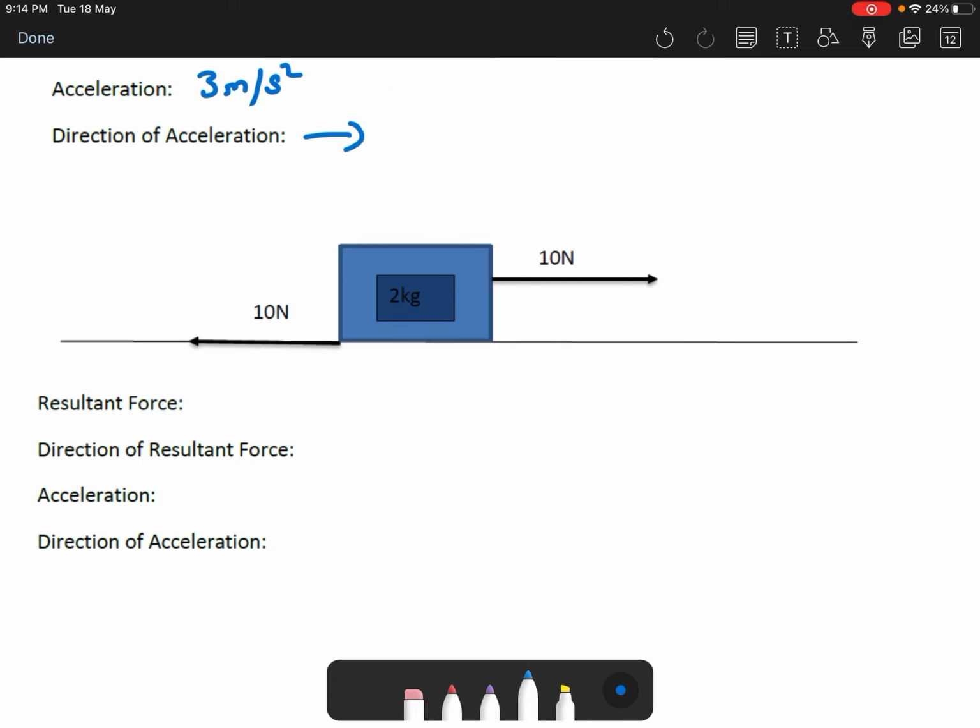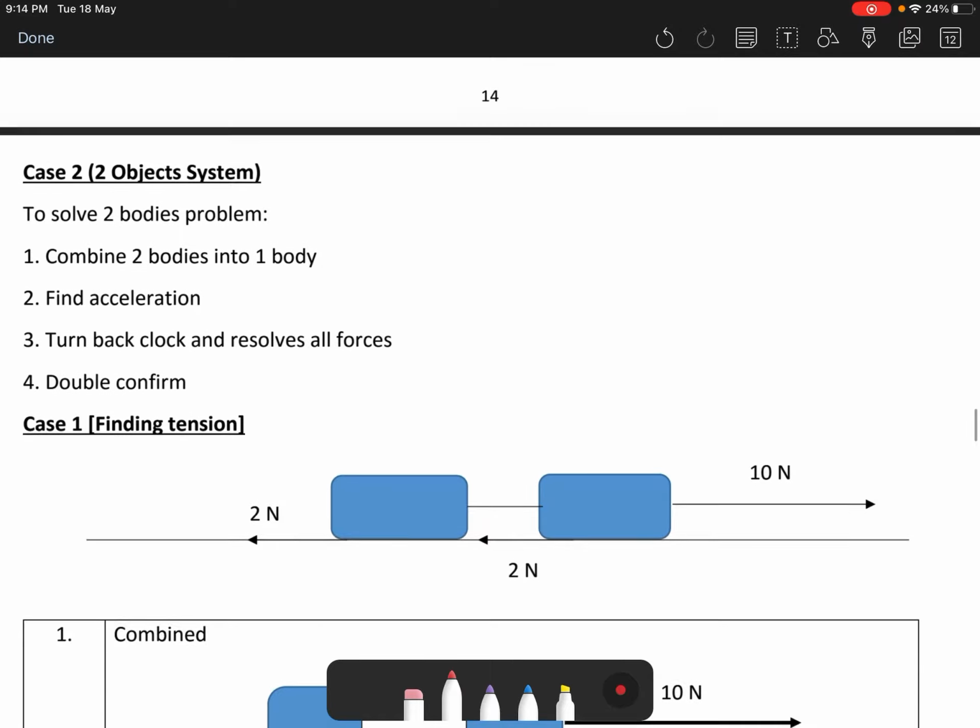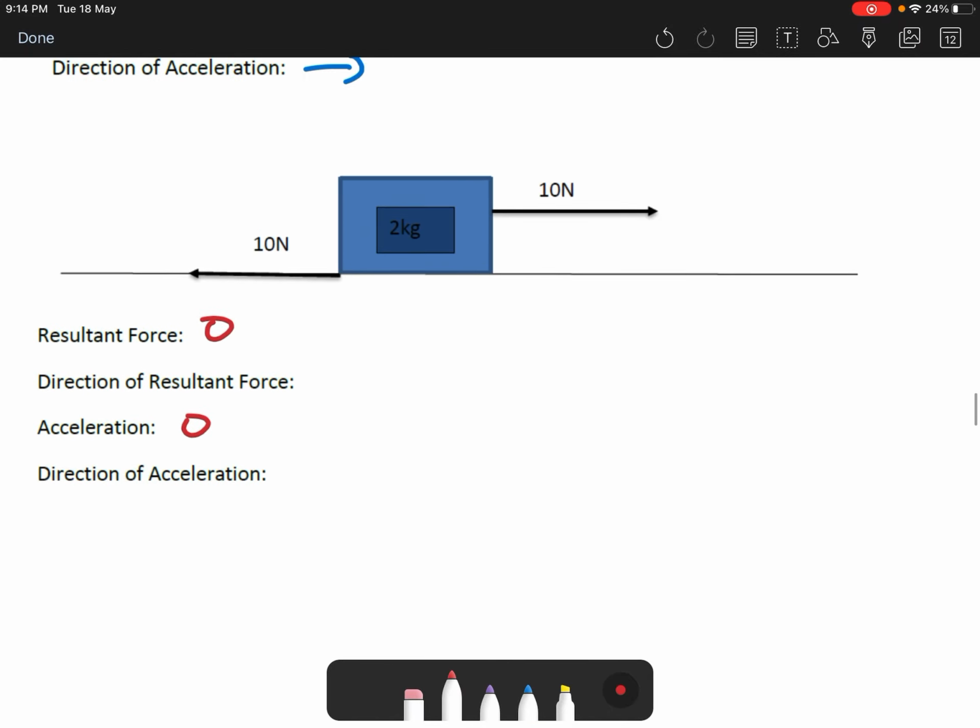Next, we do not have any resultant force, right? So just put 0 here, 0 here. So this is one body problem.